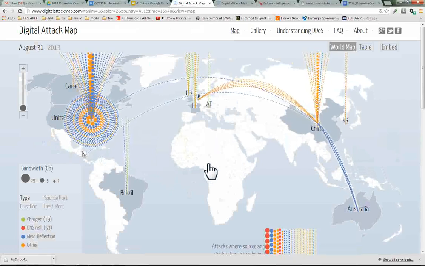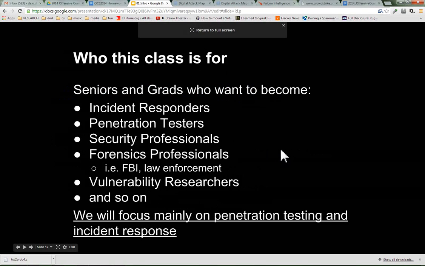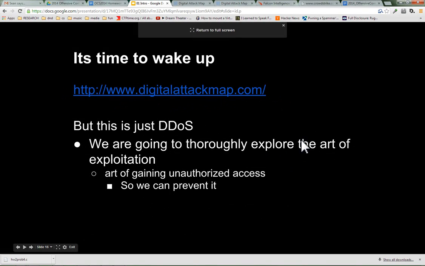In fact, it will be on homework 1, so you can do that in your own time. But that is just distributed denial of service. People use exploitation techniques to build botnets so they can achieve this.